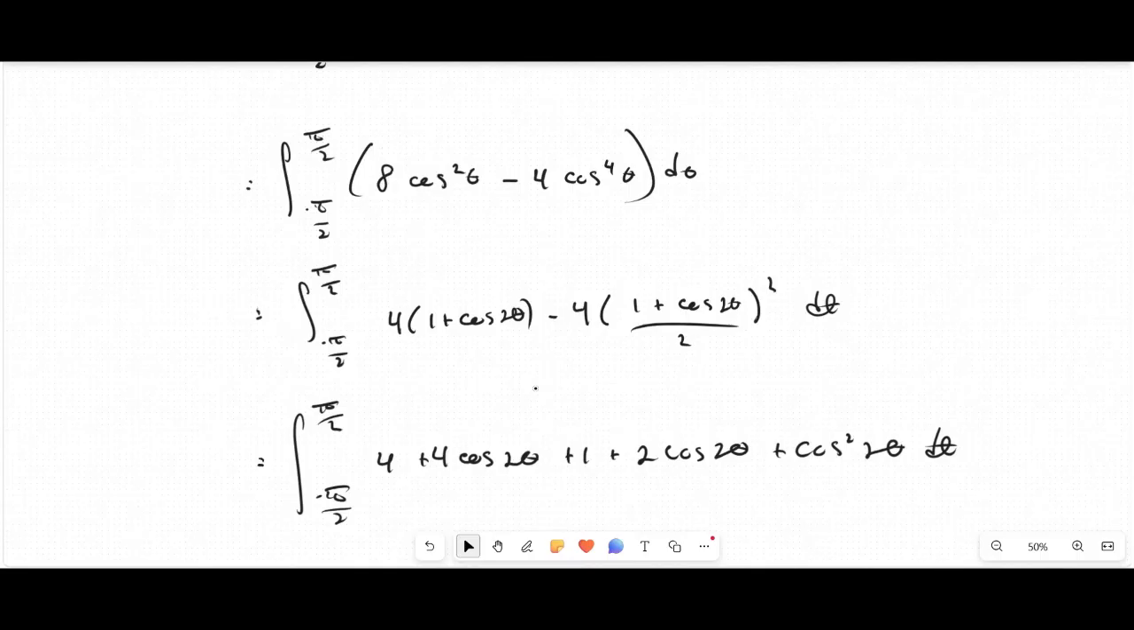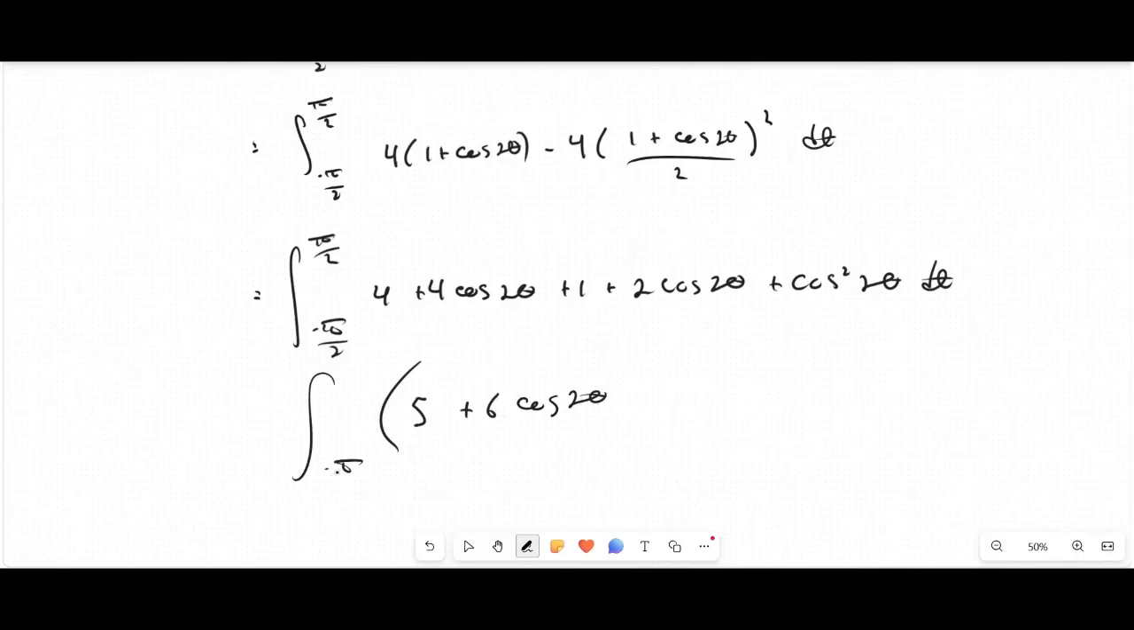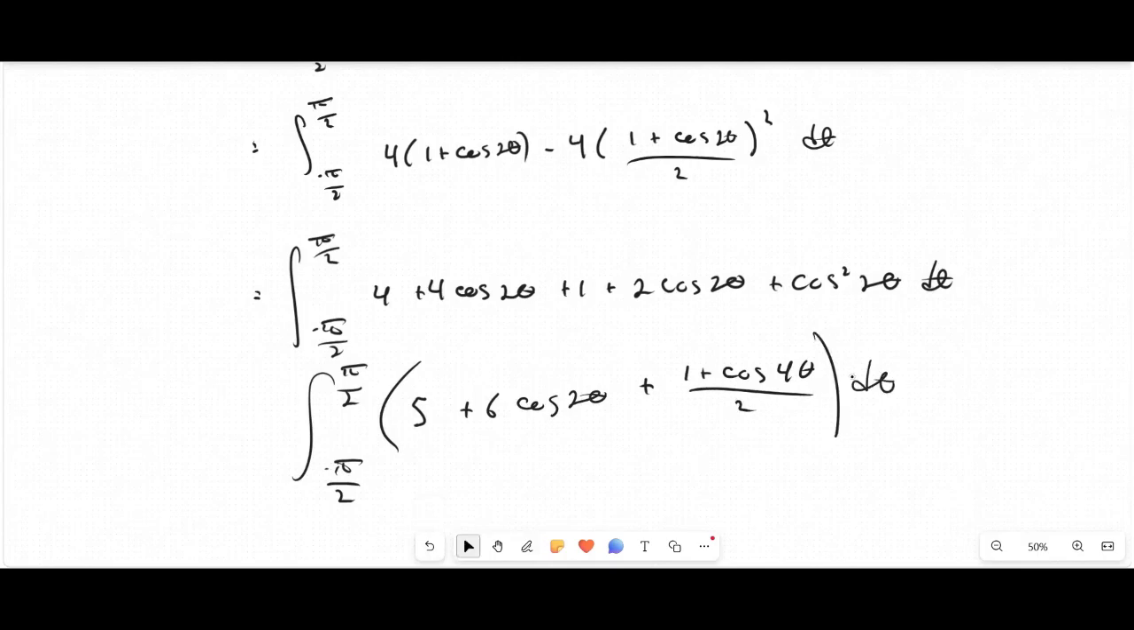Yeah, so now what do I do? Well, we're gonna do it again. That cosine squared, we can reduce it again. So let's group everything. I've got 4 plus 1 is 5. 4 cosine 2 theta, 2 cosine 2 theta is 6 cosine 2 theta. Whoops, sorry. And then I've got to do it again. 1 plus the cosine of 4 theta over 2, all d theta.